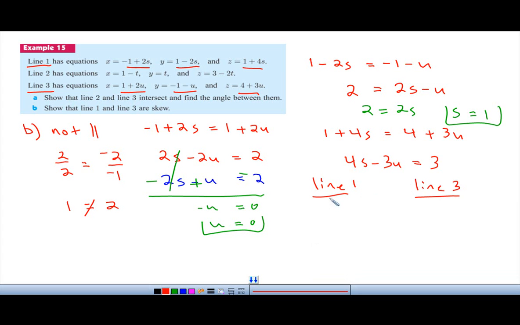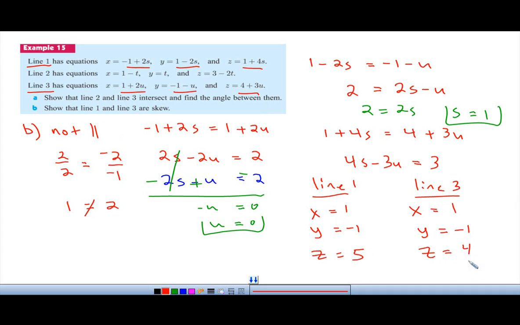So for line 1, I'm going to plug in s, which is 1, here, here, and here. So for line 1, x is going to equal 1, y is going to equal -1, and z is going to equal 5. And for line 3, I plug in u, which is 0, here, here, and here. So x is going to turn out to be 1, y is going to be -1, and z is going to be 4.